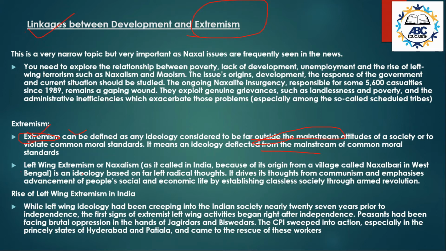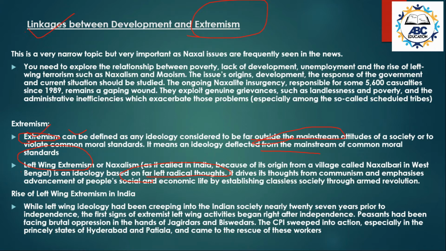Okay, now what is left wing extremism? Left wing extremism क्या होता है? तो अगर left wing extremism समझना है, so you have to understand the basic difference between left wing and right wing ideologies. Now what is left wing ideologies? Left wing जो ideologies होती हैं, they are based on far left radical thoughts. Now, what is far left radical thought?